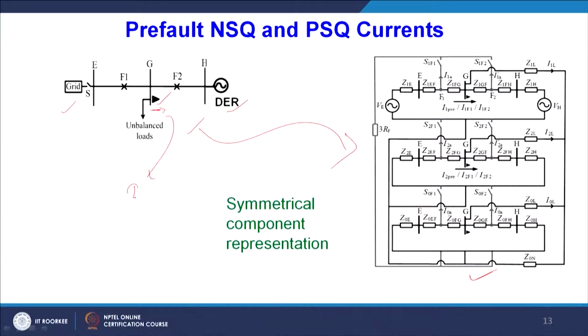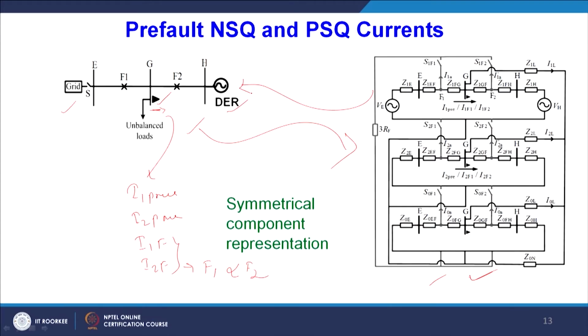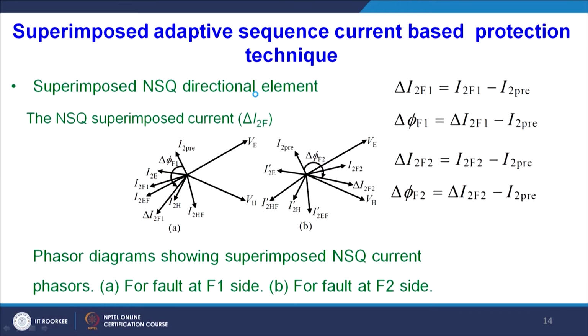At this point we have to calculate I1 pre, I2 pre, then I1F and I2F, and of course these two fault currents we have to calculate for the F1 position as well as the F2 position. So, these are basically the analysis part, and here the corresponding sequence diagram of this particular system has been described.